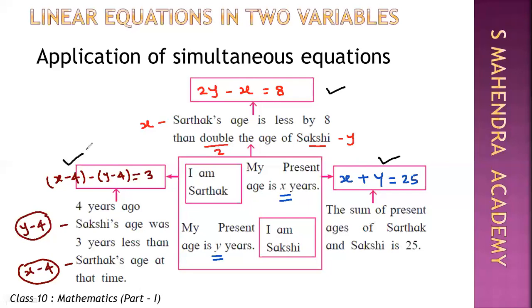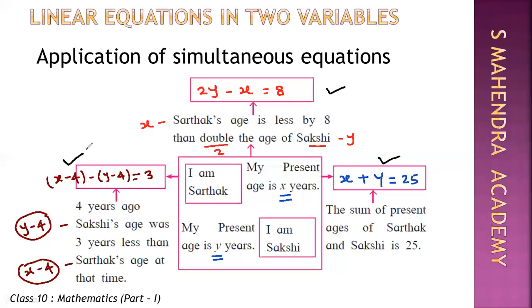So these three equations are related to the same condition, that is the ages of two candidates. Therefore we can use two equations out of these three for solving the unknowns, that is the present ages x and y of the candidates. In this way, we can use simultaneous equations for finding the variables of linear equations in two variables.